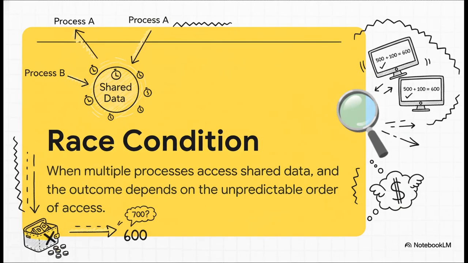And that chaos, well, it actually has a name. It's called a race condition. Basically, it's when the final answer to a problem depends entirely on who gets there first. Imagine two different UPI apps trying to credit your account. Let's say your balance is 500 rupees. Both apps read 500. Both calculate the new balance as 600 and both write 600 back. You were supposed to get 200 rupees, but your final balance is just 600? Poof! Because of a race condition, you've just lost money.